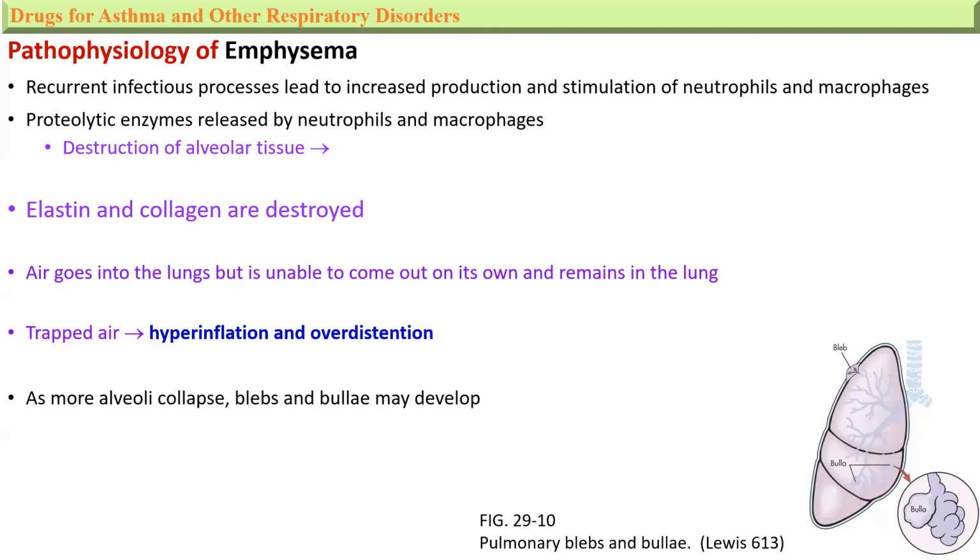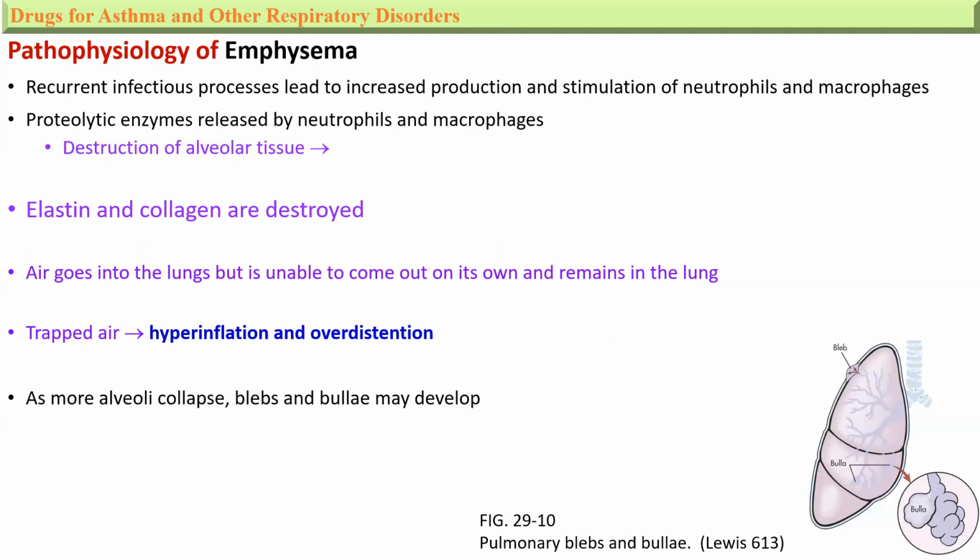So more alveoli collapse, blebs and bullae may develop. The blebs are the air sacs adjacent to pleurae. So the figure shows the bullae and the blebs. The gas exchange abnormalities result in hypoxemia and hypercarbia, which is an increased CO2, as the disease worsens.